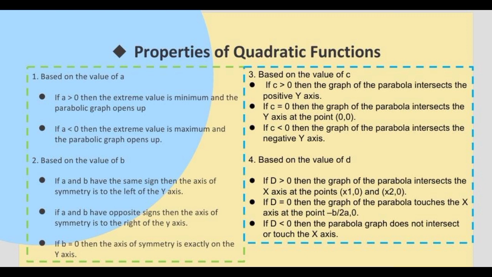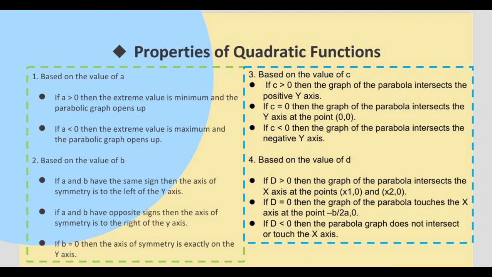3. Based on the value of c. First, if c bigger than 0, then the graph of the parabola intersects the positive y-axis. Second, if c equals 0, then the graph of the parabola intersects the y-axis at the point (0, 0). Third, if c smaller than 0, then the graph of the parabola intersects the negative y-axis.